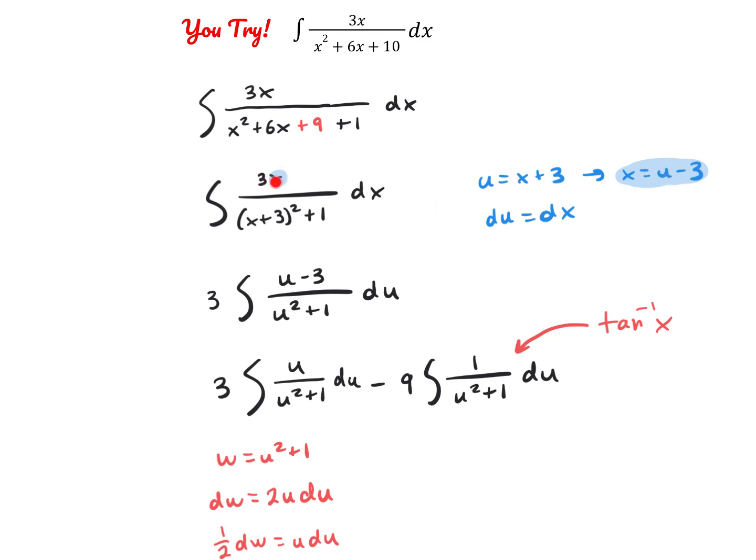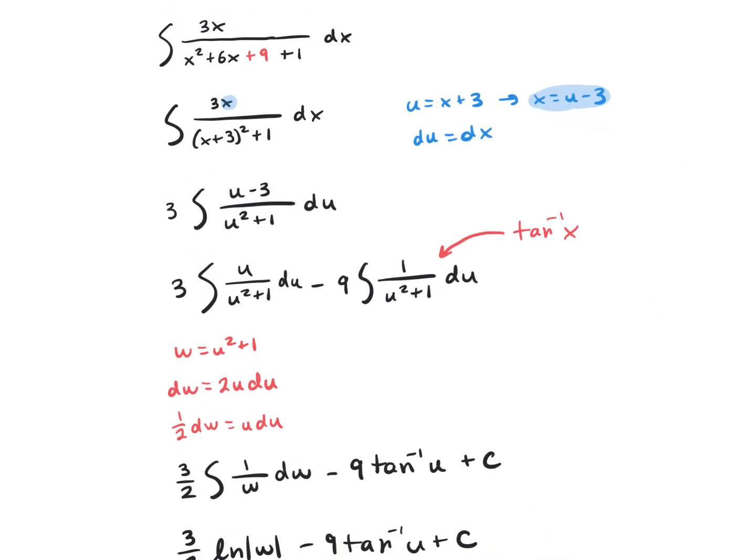To get rid of this x, when we set u equal to x plus 3, we can say that x is equal to u minus 3. That allows us to eliminate all of our x's, and we have this. Now from here, another strategy we talked about today is splitting up the numerator. When I do that, on the right I pull the 3 out front with this 3, so that's how it's negative 9. But this is the exact structure for arctangent, so that's kind of nice.